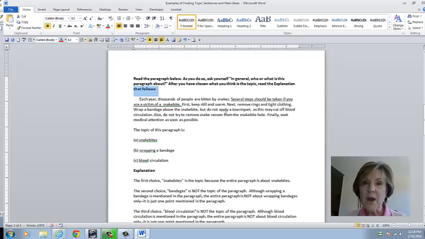They are more additional information, not new information. So, the topic sentence would be several steps should be taken if you are a victim of a snake bite.